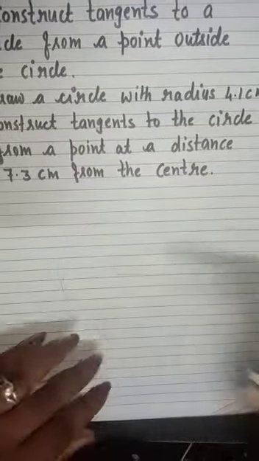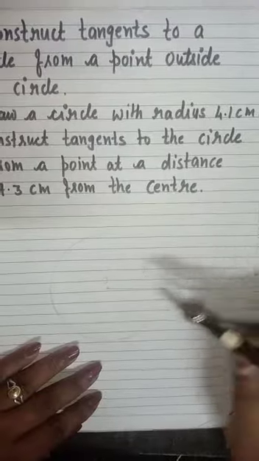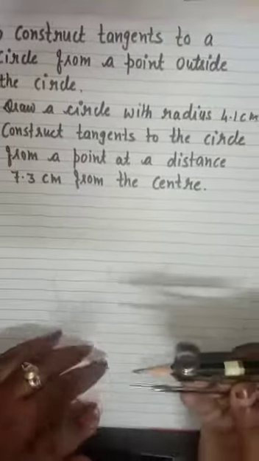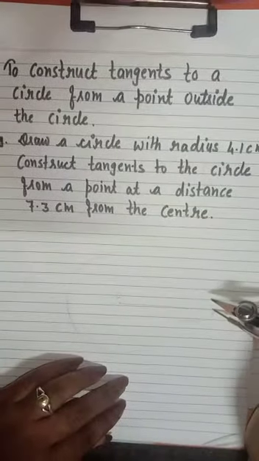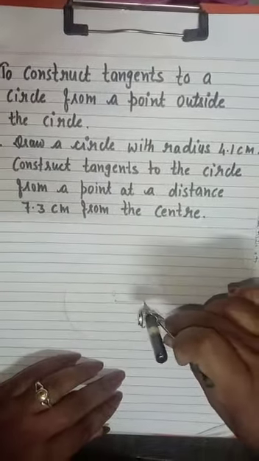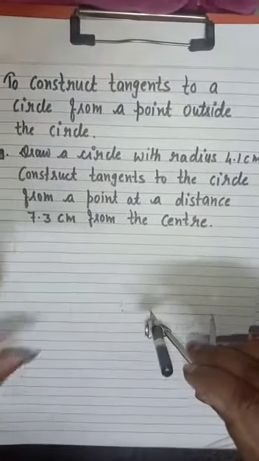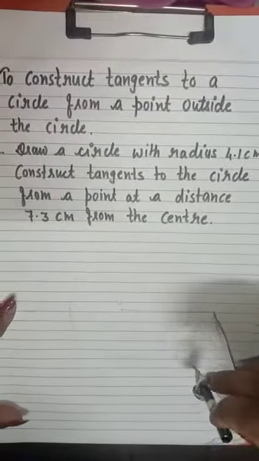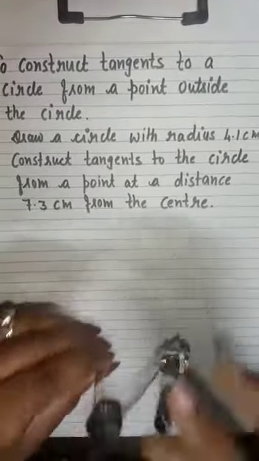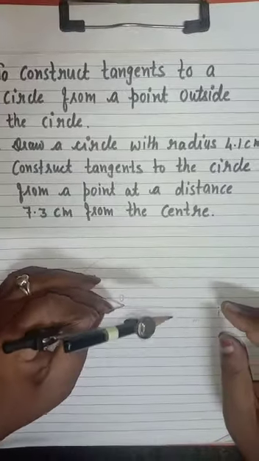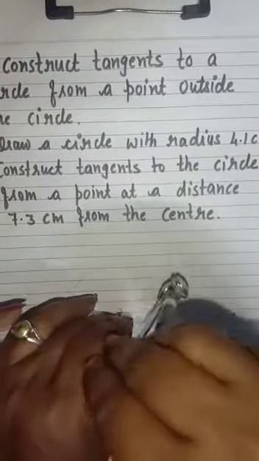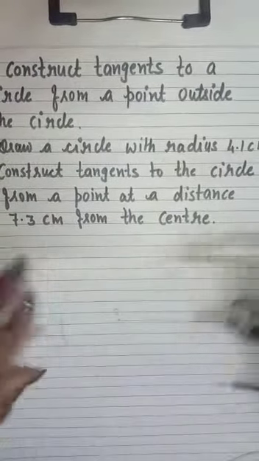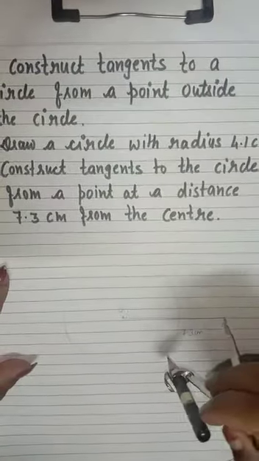Now we'll take the compass and draw the perpendicular bisector of OP. We'll keep the still point of the compass on P, take a radius more than half, and draw the arc up and down. Keep the same distance, keep the still point of the compass on the center O, and intersect the previous arcs. If they are not intersecting, you can extend them.